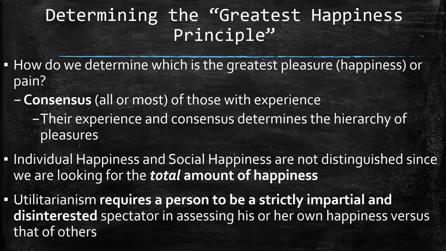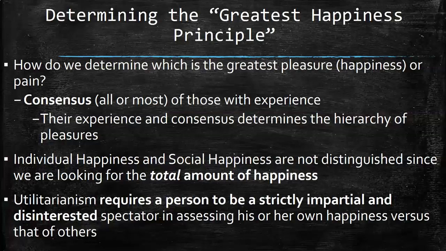So how do we determine this? Well, we're going to go by consensus, right? What would the majority of people want? All or most of those with experience. Bentham actually thought it would be a group of people from a cross-section that have had all these different experiences. We bring them together and let them decide. Obviously, we don't have a situation like that, but that's what it would look like, consensus.